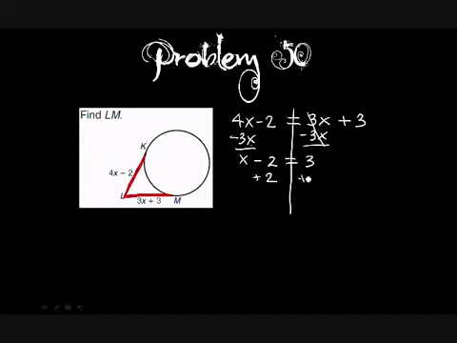I'm going to add 2 to both sides, so we get x equals 5, and it's asking for LM, so I need to go back and plug in. So 3 times 5 plus 3, we have 15 here, and when you add the 3 you get 18, and that would be your answer.